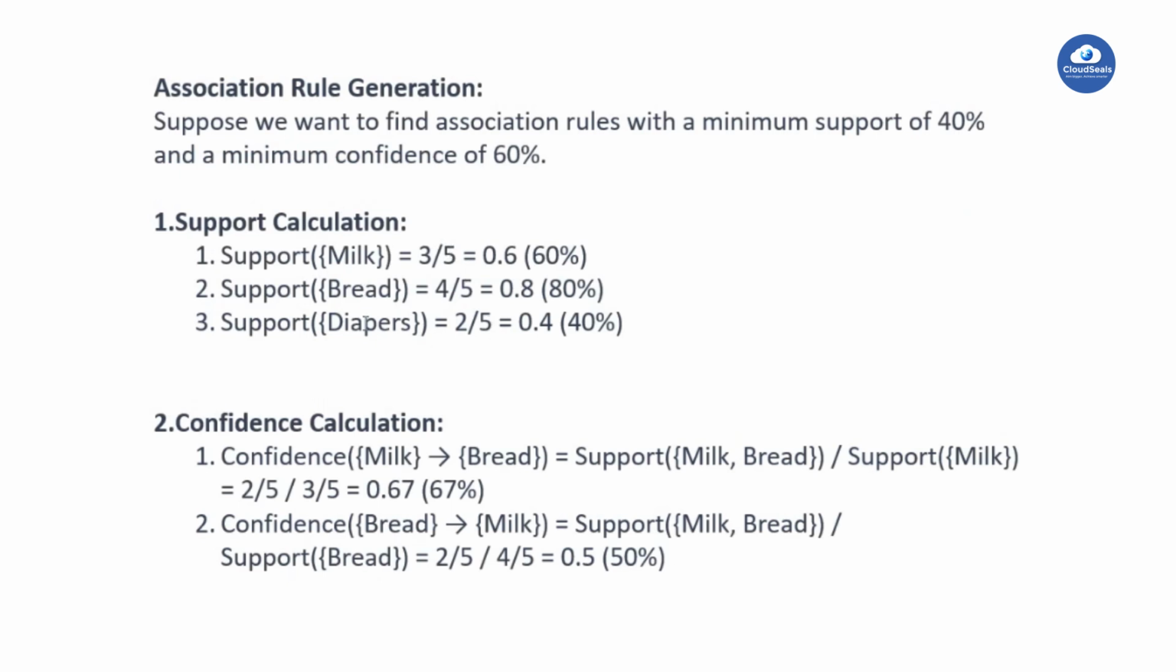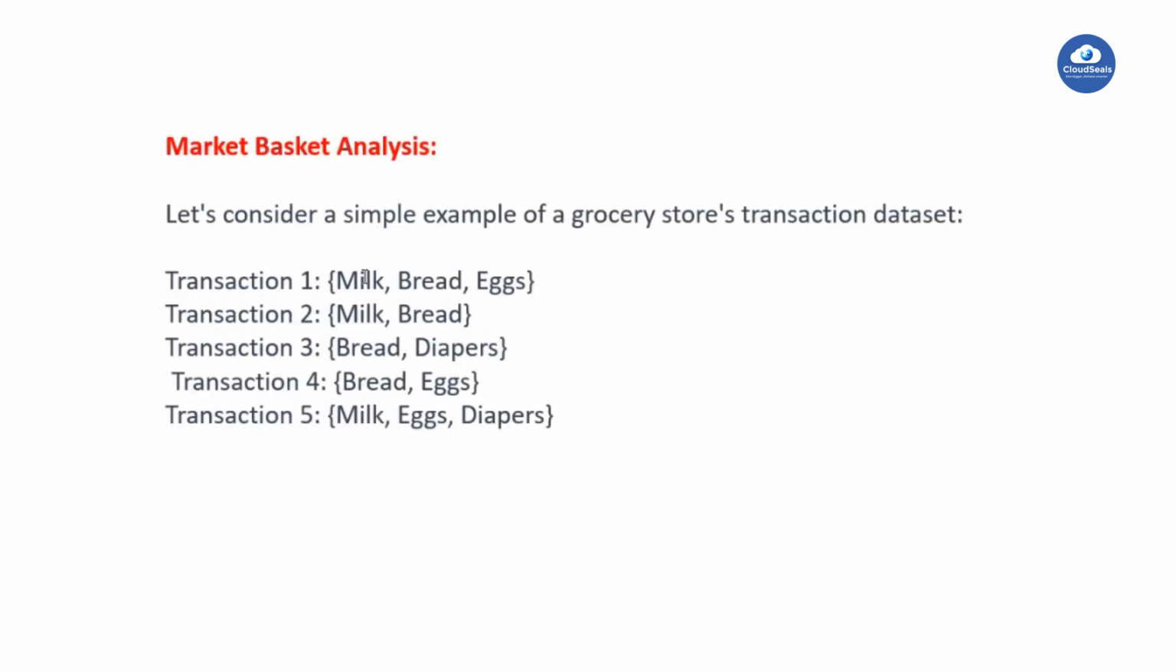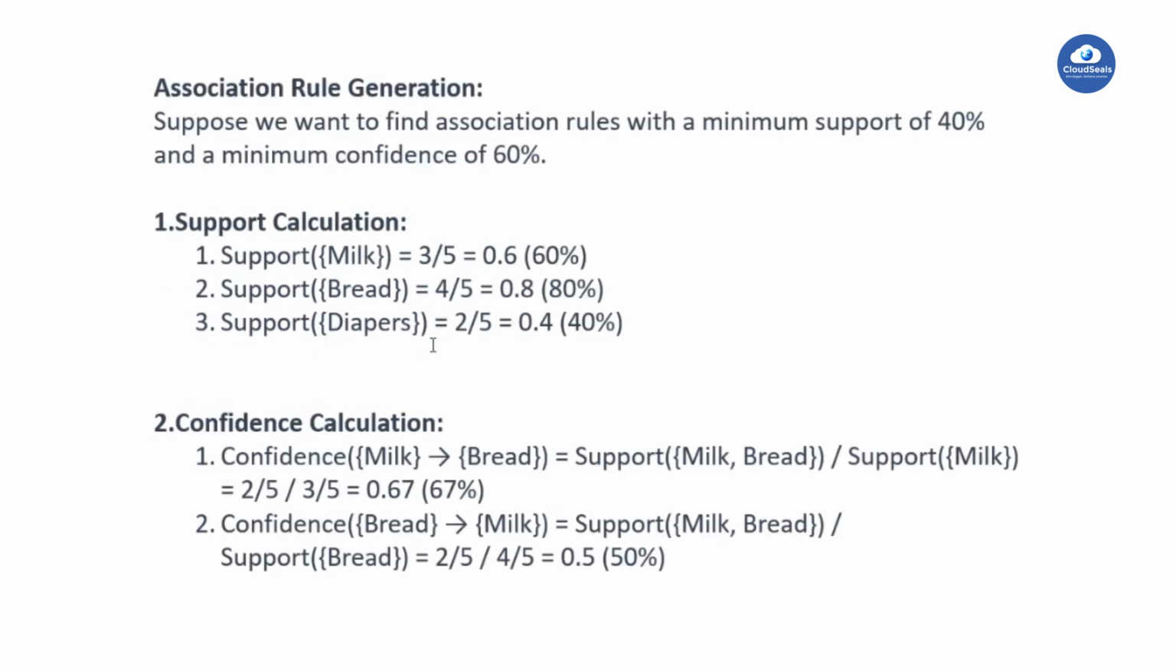Coming to the milk, bread, diapers, let's check how many transactions have milk, bread, diapers. Milk: one, two, three. Out of the five transactions, three transactions have the milk. Let's check the bread: one, two, three, four. Out of the five transactions, four have the bread. Let's check with the diapers: one, two. That means out of five transactions, diapers have the two. Like this, we will calculate the support.